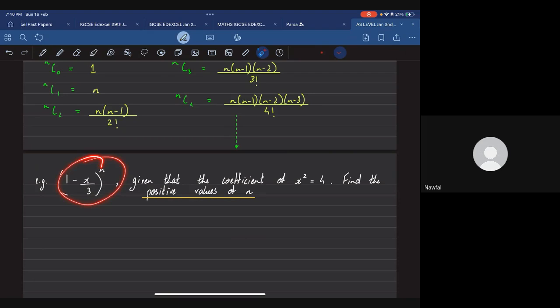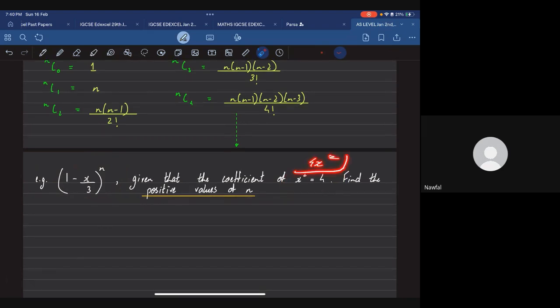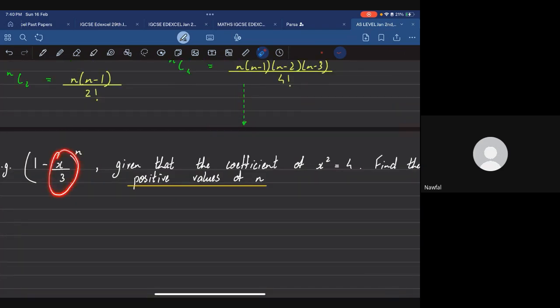We are not told by what power this binomial expression is expanding. We are just told that if you expand it to a certain power of n, the coefficient of the x squared term is going to become 4. How you're going to solve this one is pretty simple. Because my x is in the second term, like x is acting as b over here, I know for sure just by looking at this that if it's x squared, then r is equal to 2.